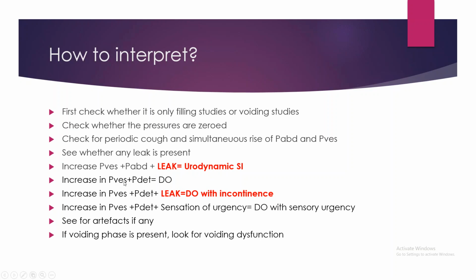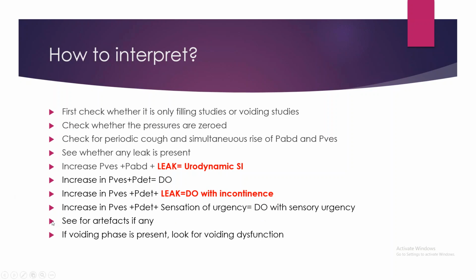Now, when there is increase in the vesical pressure along with detrusor pressure, it is known as detrusor overactivity. So for urgency symptoms, the urodynamic name is detrusor overactivity. When detrusor overactivity is present along with leak, it is known as DO with incontinence. If there is increase in vesical and detrusor pressure along with a sensation of urgency, not leak, then it is known as DO with sensory urgency.